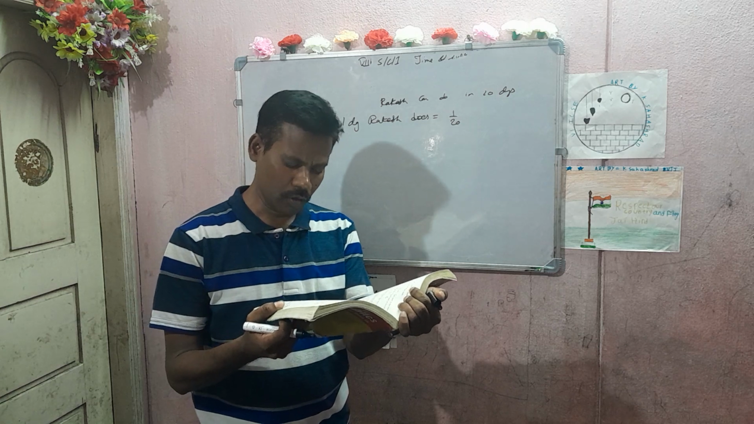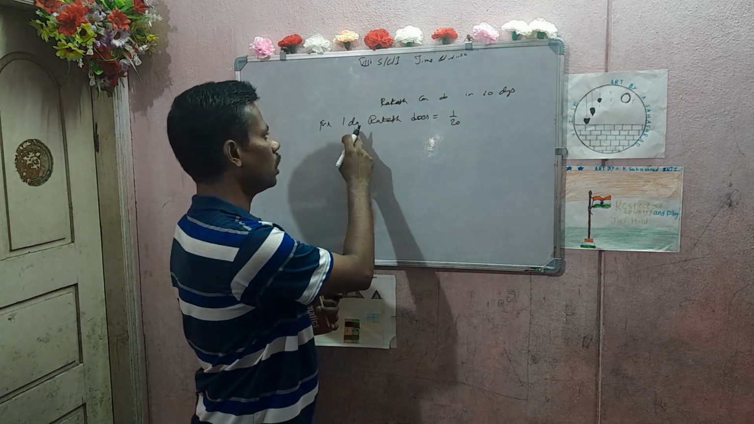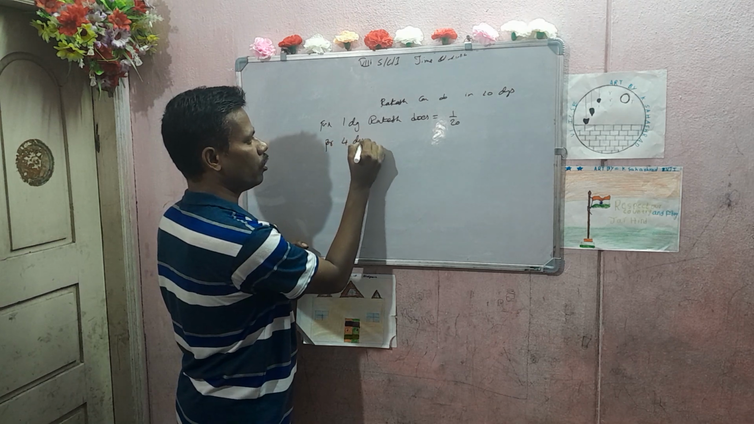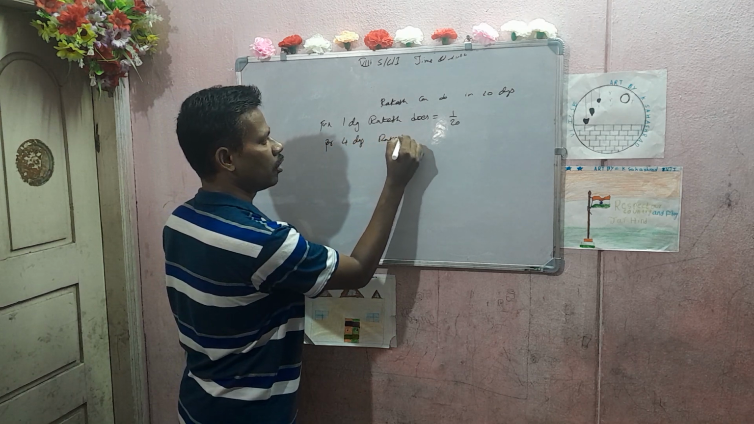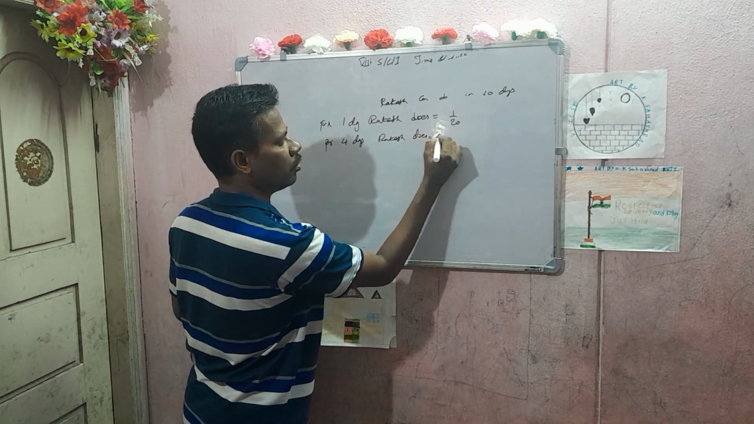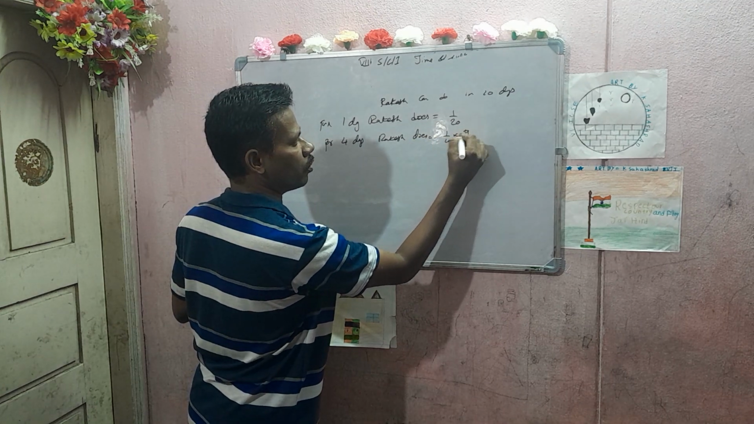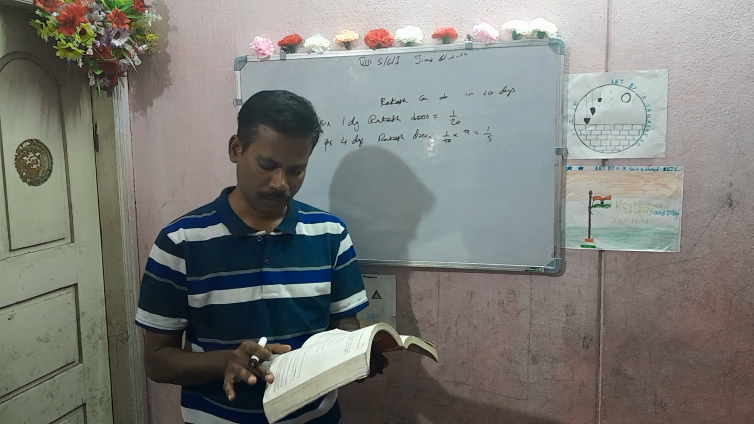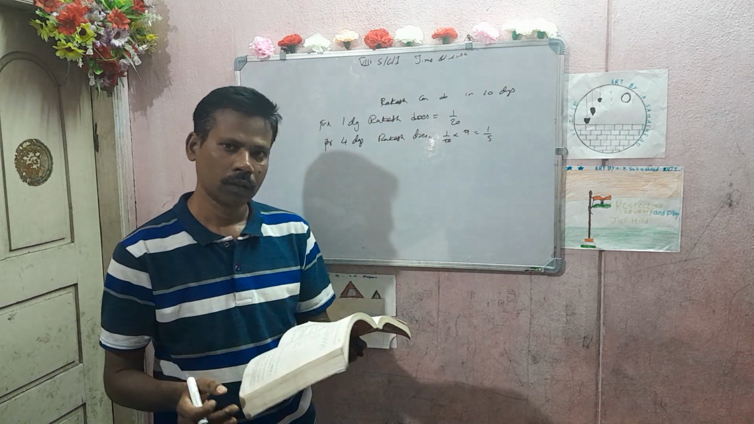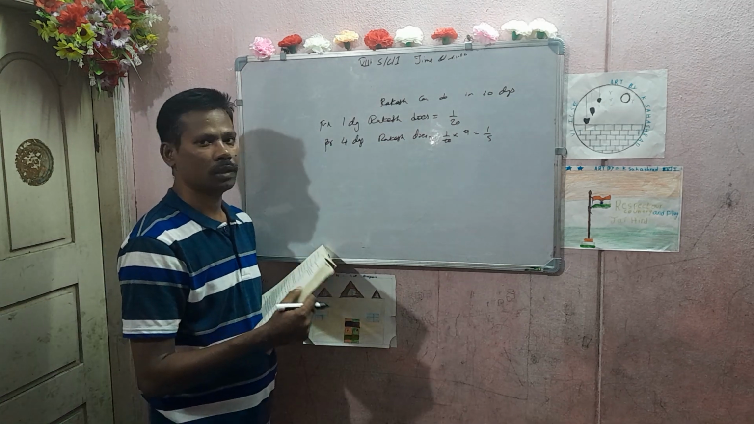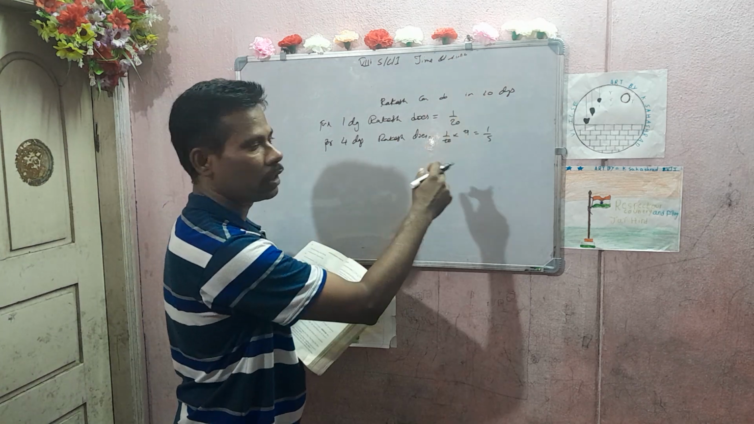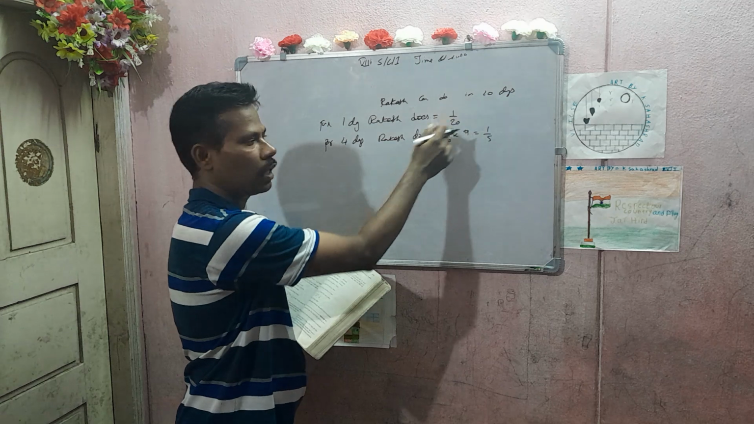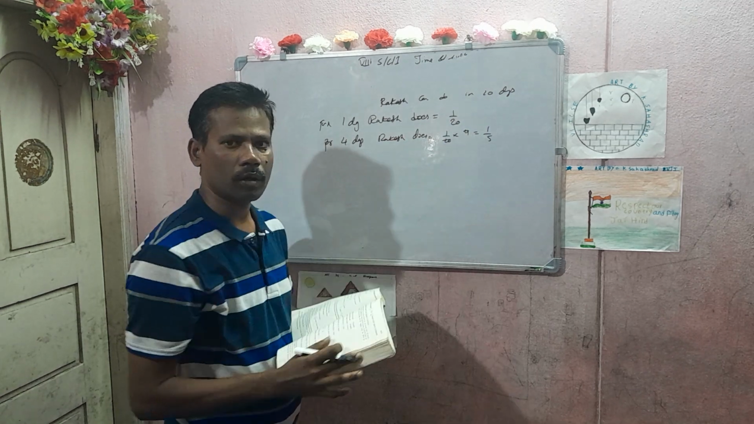So how much work can he do in 4 days? They are not asking for 1 day, they are asking for 4 days. For 4 days, Rakesh does 1 by 20 into 4, which is 1/5 of the work. So once again, whenever the work is given, for 1 day you calculate, then for 4 days it is 1/5 of the work.